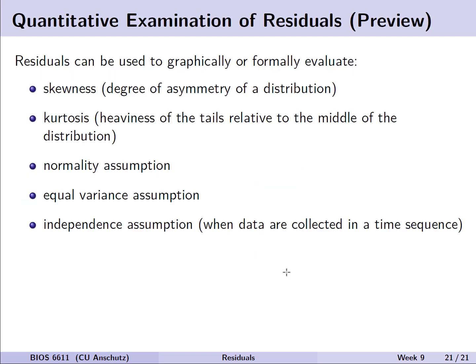What we'll see in some examples in other lectures this week and later on is a quantitative examination of the residuals. They can be used graphically or formally in tests to evaluate potentially the skewness, kurtosis, normality, homoscedasticity, and independence assumptions or distributions that we're looking at. And so with that, we'll pause here and then get ready to look at some ways we can look at them graphically through diagnostic plots.